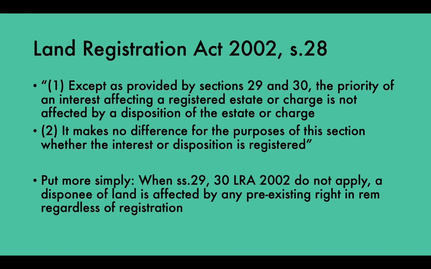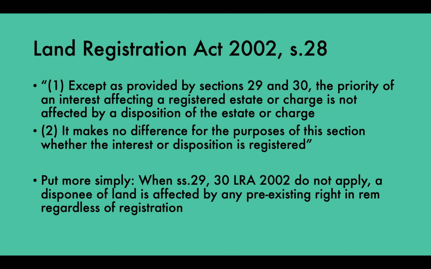a disponee of land is affected by any pre-existing rights in rem, regardless of registration. So this will rarely be engaged as Section 29 is the key provision, but it will be engaged in some cases when Section 29 is not engaged. If there is some reason why the hypothetical clause, the if clause in Section 29, cannot be satisfied, then your analysis of the priority of rights in land is going to be governed by this provision in Section 28.